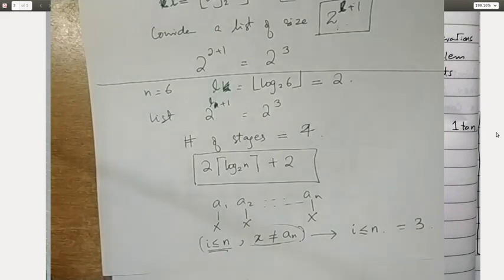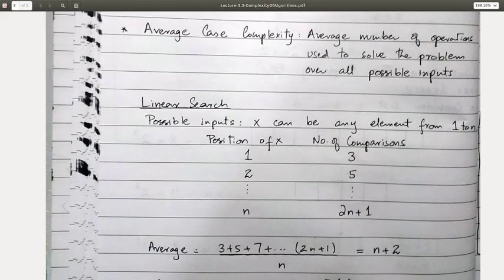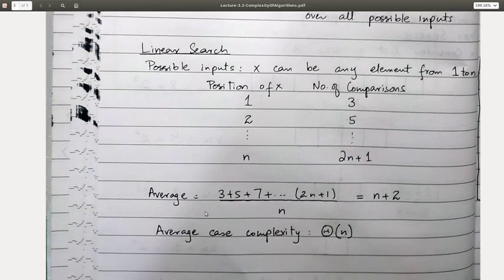And so now let's consider the general case. If your X is in the first position, 3 comparisons. If your X is in the second position, 5 comparisons. If your X is in the nth position, you have 2n plus 1. To do the average case complexity, you're going to add all of these comparisons for different possible inputs and average them over all of these. So you find the average: 3 plus 5 plus 7 plus up until 2n plus 1, divided by n. And so the average becomes n plus 2.